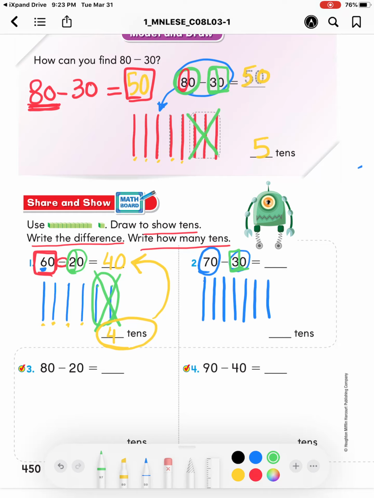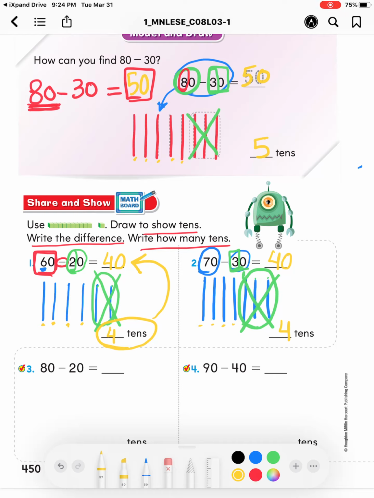So let's circle 3 lines, which means the 3 tens, and put an X or cross the 3 tens so we can figure out how many tens are remaining and to know what is the difference. So 1, 2, 3. So we will circle this. So here we have 30 and we will take it away. Now let's count how many tens are remaining. 1, 2, 3, and 4. So I have 4 tens, which means 40.